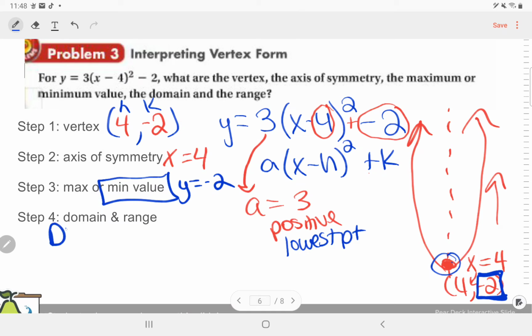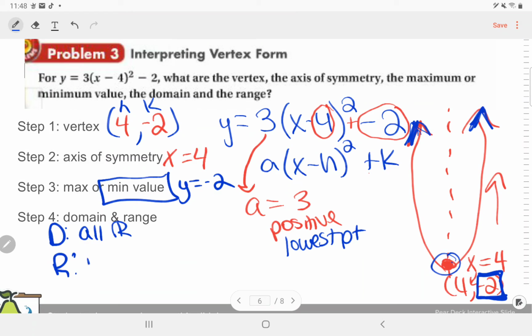And finally, we're going to determine our domain and range. Since our quadratic is going up and down, it is going to be all real numbers for our domain. No matter what x value, this function is going forever and ever up to the left and up to the right.